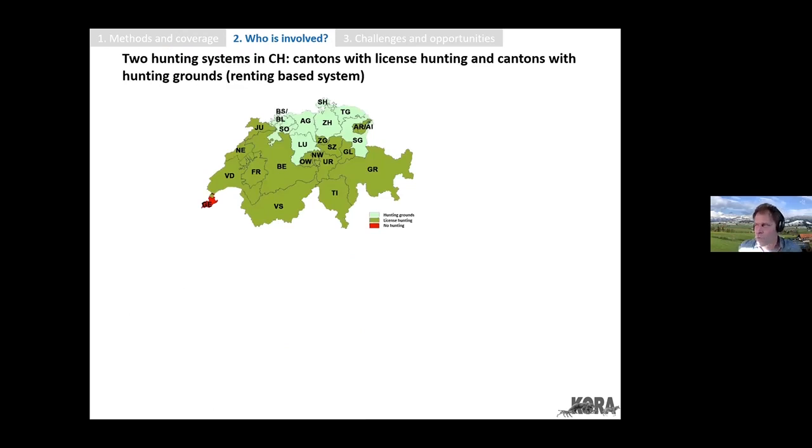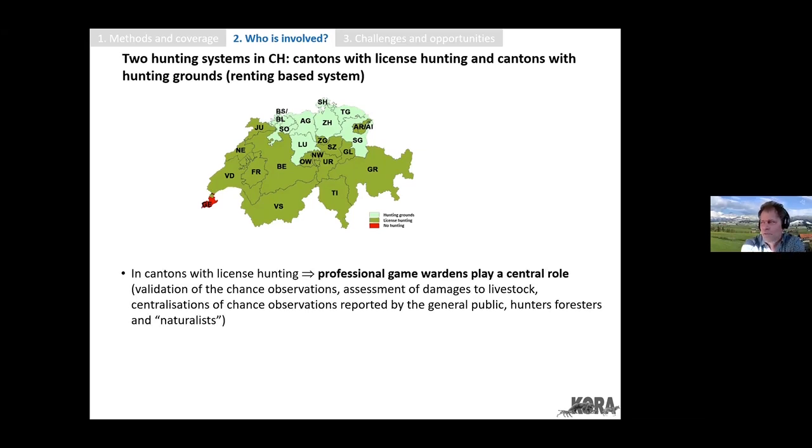Maybe just to clarify an important aspect in Switzerland: we have 2 hunting systems. There is 1 canton without any hunting, Geneva, in red. And then we have cantons with license hunting, the dark green ones, and cantons with hunting grounds, the light green ones. In cantons with license hunting, the professional game wardens really play a central role. They have their network and people know them, and they will often send their observations to them first. They will go in the field and validate the observation, and then report it to us. Among their network there are hunters, nature lovers, and also the general public.